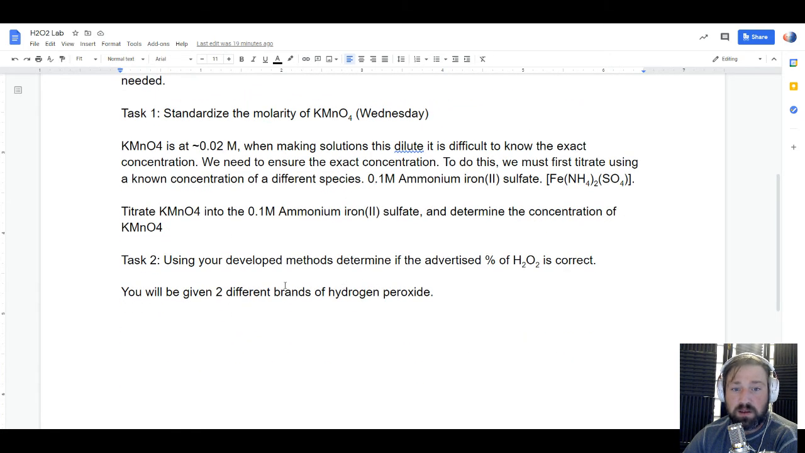Then on Thursday, we're going to go through and use our standardized potassium permanganate. We know the exact concentration of the solution here. Then we're going to titrate the hydrogen peroxide. I'll give you 2 different brands of hydrogen peroxide. Who knows? Maybe the Equate store brand version is a little bit more honest, and the other one, maybe they skimp a little bit. The name brand ones, I don't know. We're going to figure it out.